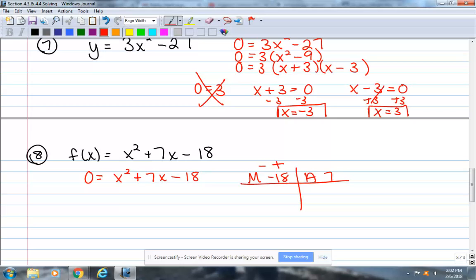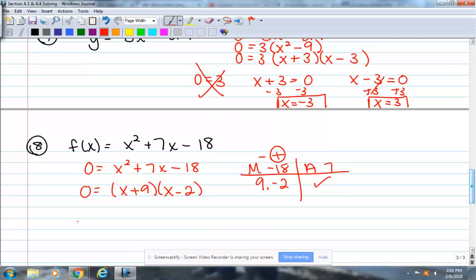All right, so the bigger one's going to be a what? Positive. So what do we need? 9 and negative 2. And we said this is short way, right? So what are my two binomials? Two factors. X plus 9 and x minus 2. Yep, and then it's the easy stuff left.